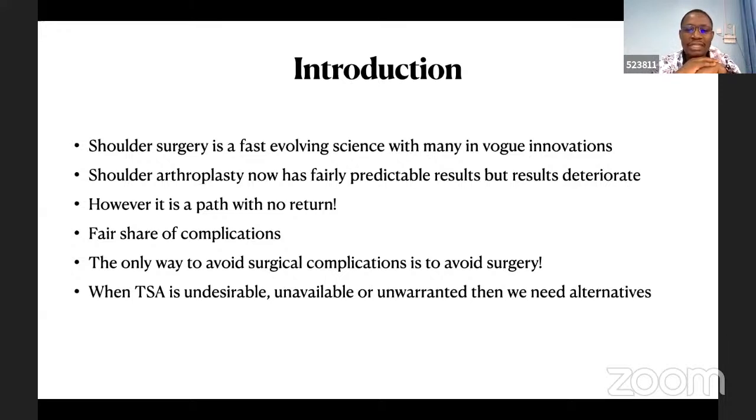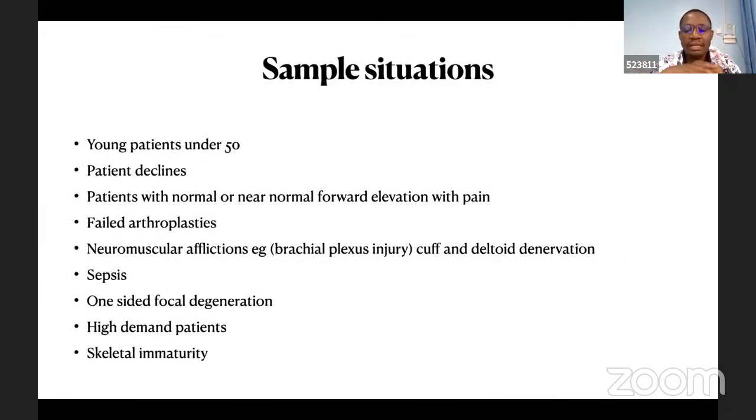But you will see that some of these alternative procedures that are available are really surgical options. Just that there might be situations when shoulder replacement in terms of arthroplasty is undesirable or is unavailable or is unwarranted. So for example, in young children, and we look at some of these situations, we'll sample the situations that make shoulder replacement unavailable or unwarranted.